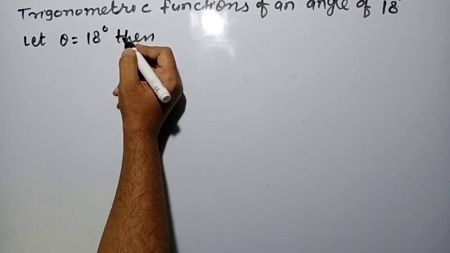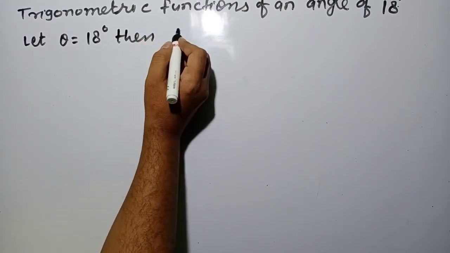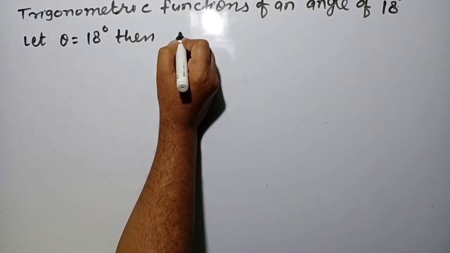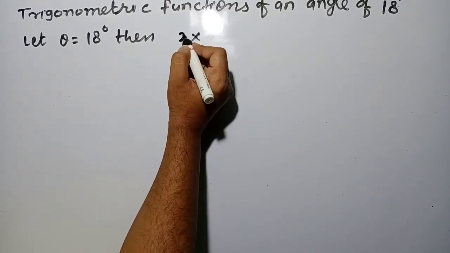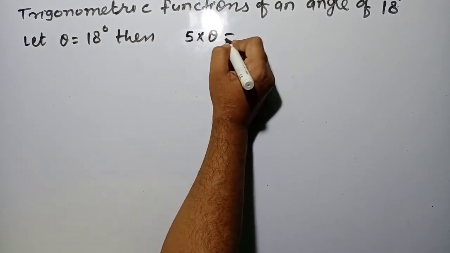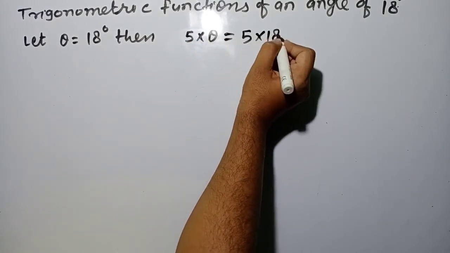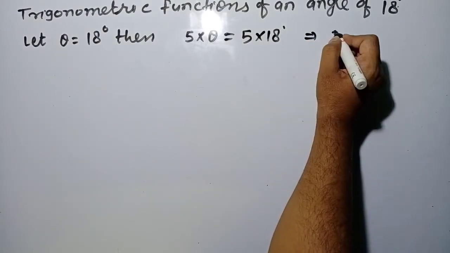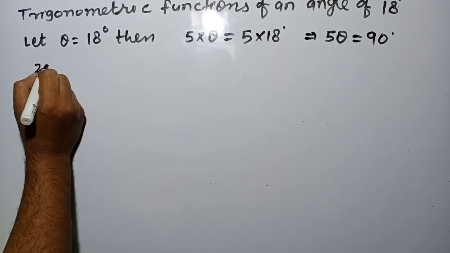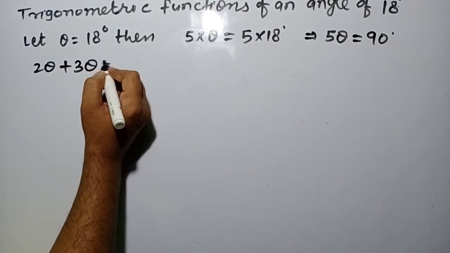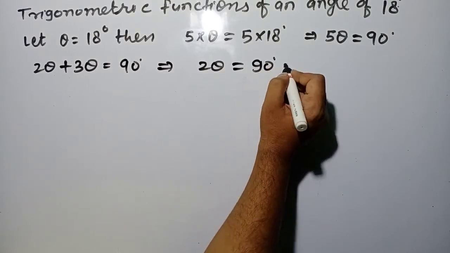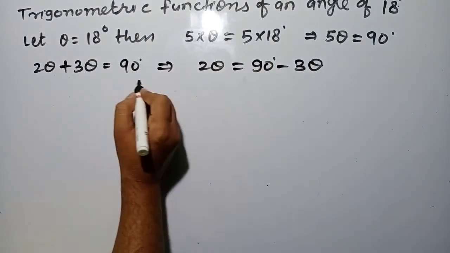Let theta be equal to 18 degrees. Multiplying both sides by 5, so we can get a right angle. So 5 theta is equal to 18 into 5, so 18 into 5 will be what? 90 degrees. So 5 theta can be written as 2 theta plus 3 theta, equal to 90 degrees. So we can find 2 theta is equal to 90 degrees minus 3 theta.